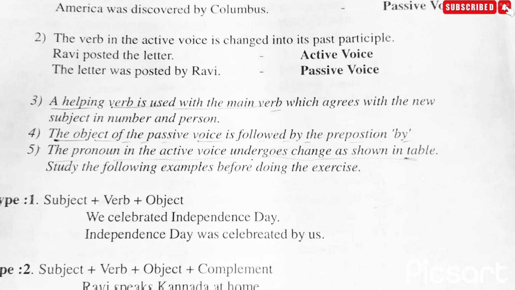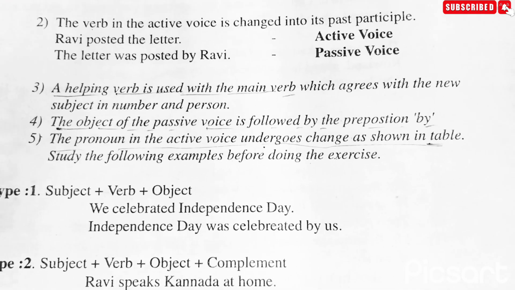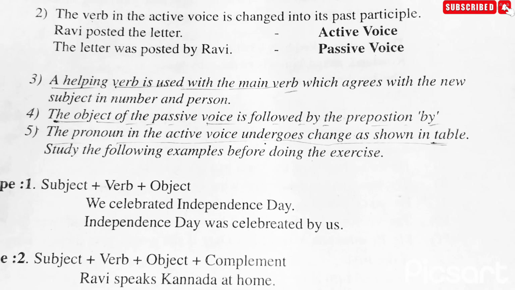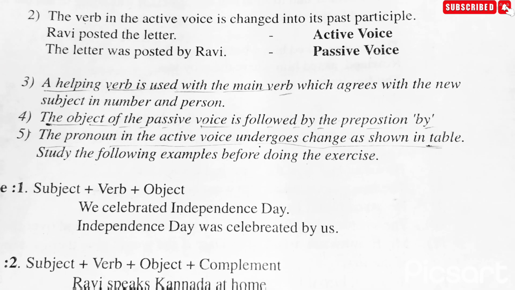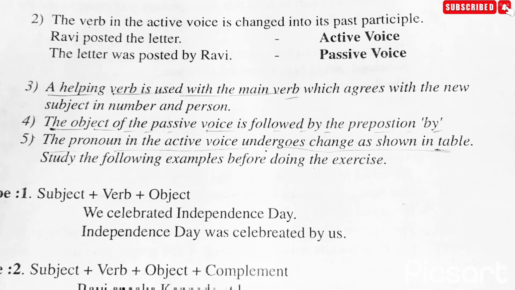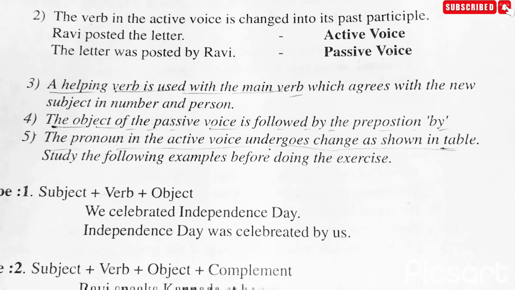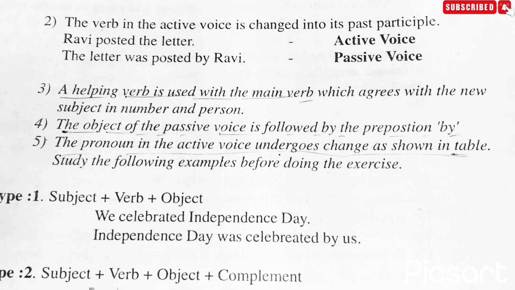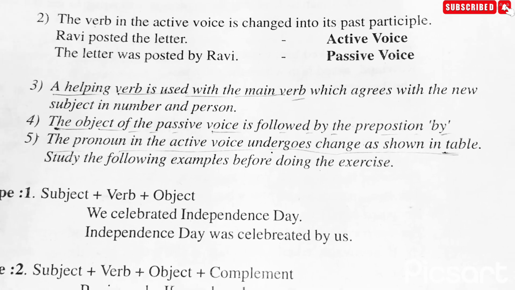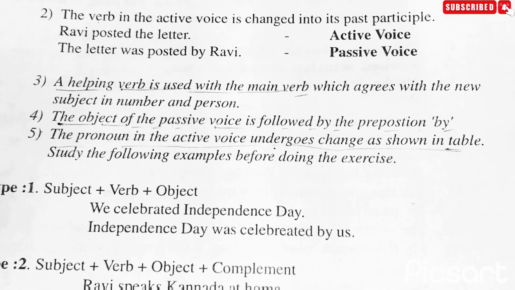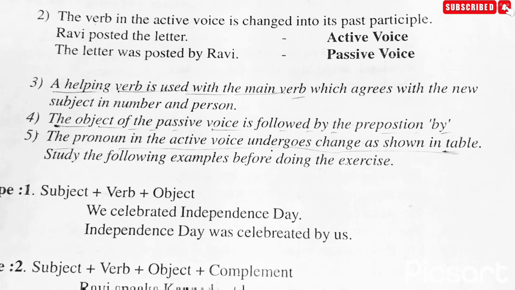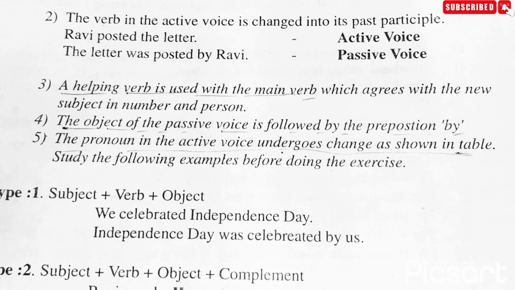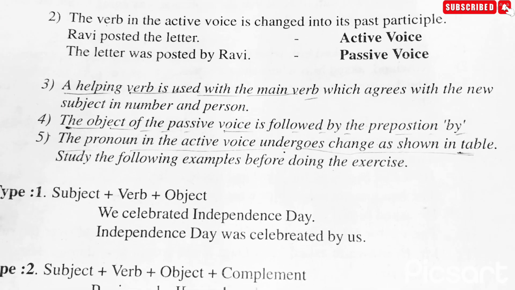One more example. Ravi posted the letter. It is also in past tense. Ravi is a subject. Posted is a main verb. The letter is an object. The object changes into subject. The letter, with the suitable form of be, was. Post, V3 form, posted. Preposition by. The subject changes into object, Ravi.